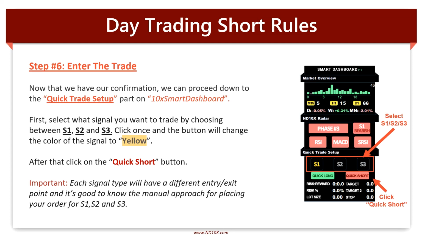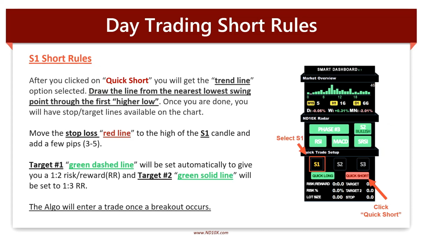Important: each signal type will have a different entry and exit point, and it's good to know how to manually approach placing your order for S1, S2, and S3. S1 short rules. After you click on the Quick Short, you will get the trend line option selected. Draw the line from the nearest lowest swing point through the first higher low. Once you are done, you will have stop and target lines available on the chart.